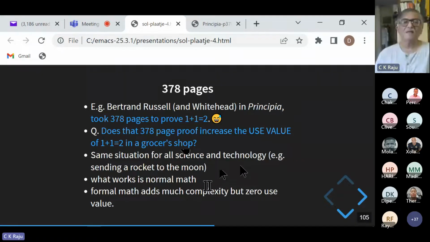So, same situation for science and technology. Sending a rocket to the moon. What works is normal math. Computer can't do formal math. It does normal math. And formal math adds complexity, but zero use value.